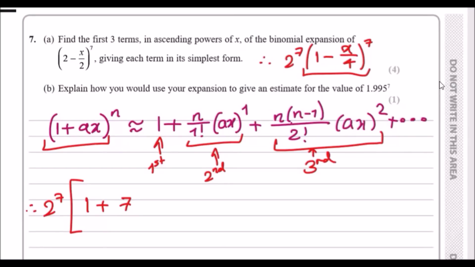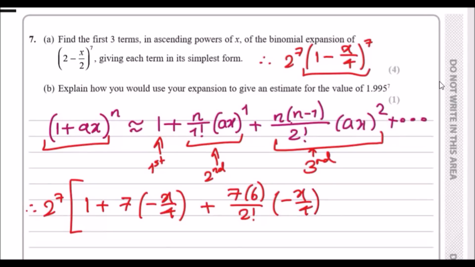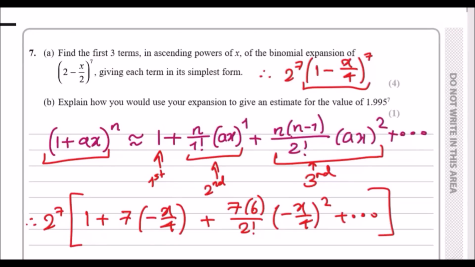Ax, so a is going to be literally minus a quarter x, or we can copy the whole thing, minus x over 4 to the power 1. And that's it. Plus, and then we do the second term. We've got n times n minus 1, so we've got 7 and then 1 back, so 7 times 6 over 2 factorial because there's 2 terms, and then same thing, minus x over 4 all squared, and so on. If we had more terms, we'd carry on. Yeah guys, and that's really it.